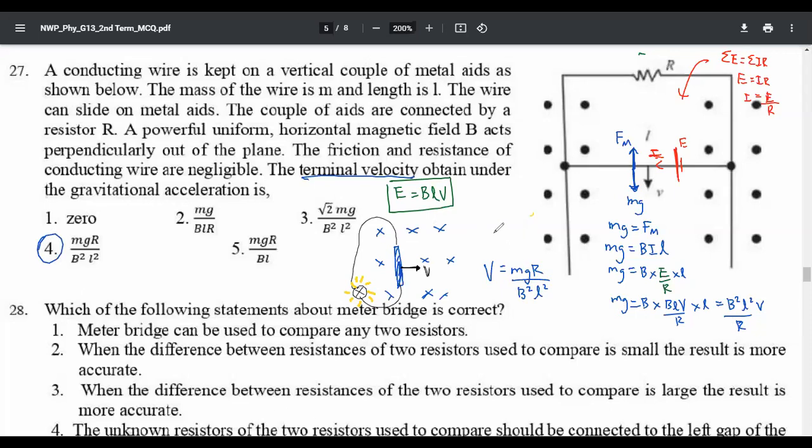Okay, so this is only for the people who have done magnetic field and people who know this equation. That comes in the latter part of magnetic field, electromagnetic induction. If you know all those things, only then can you do this question.